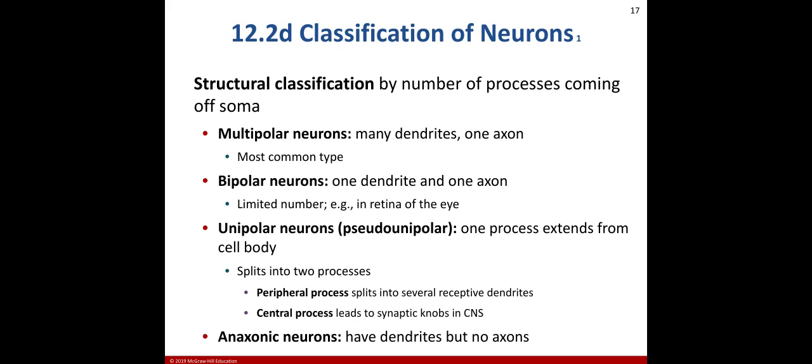Then unipolar neurons, or sometimes we call them pseudo-unipolar, that is that you've got one process that extends from the cell body, which will then split. And you've got a peripheral process that is going to go into several different receptive dendrites, or a central process that can lead to synaptic knobs in the central nervous system. And then you've got anaxonic neurons, which have dendrites, but they don't have axons. So they receive, but they don't send out neurotransmitter.